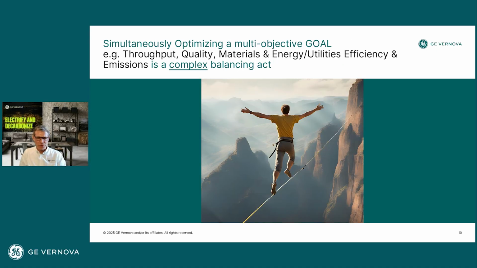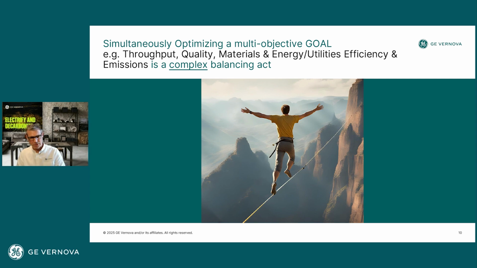The second challenge that manufacturers tell us they are increasingly facing is that in today's world, what you really need to optimize is an increasingly multi-objective goal, meaning typically industrial customers want to operate or produce at maximum throughput at just good enough quality using minimum raw materials and energy usage, and also producing minimum environmental emissions.